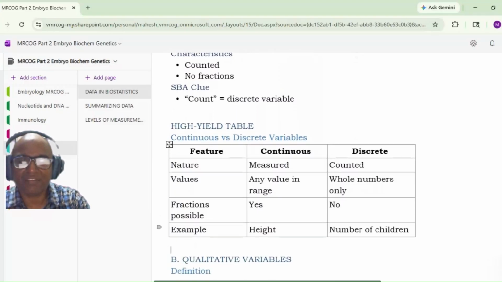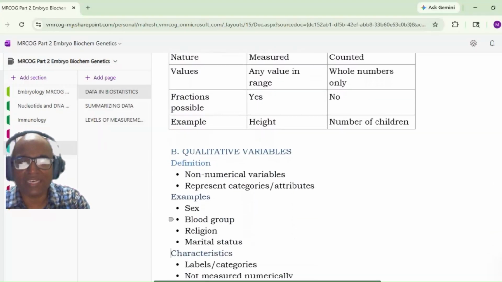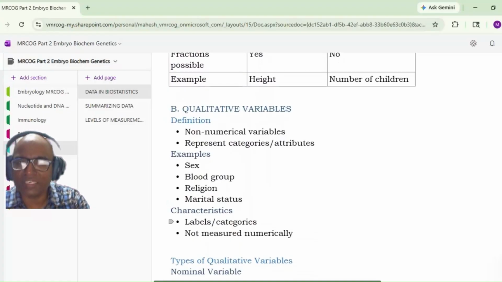Now we have another variable, which is the qualitative variable. This is a non-numerical variable, representing categories or attributes of quality. As I already mentioned, the qualitative variable is non-numerical. It will represent categories or attributes. Examples are sex, blood group, religion, marital status, etc. Here you get a person who is married or unmarried, religion A, B, C, D, whatever is the religion of that particular person, blood group A, B, O.